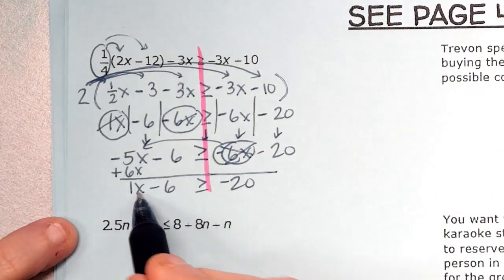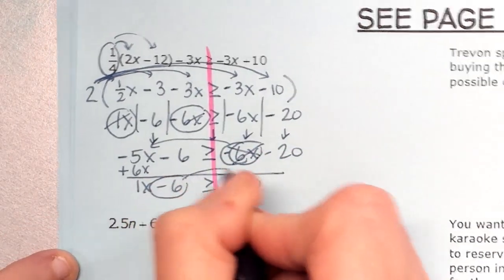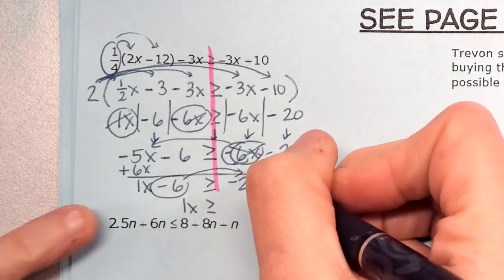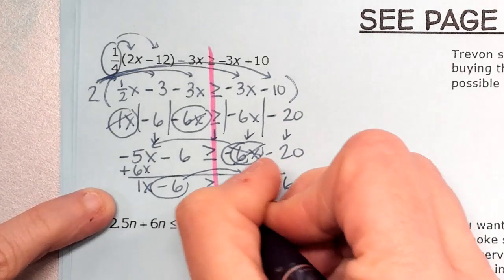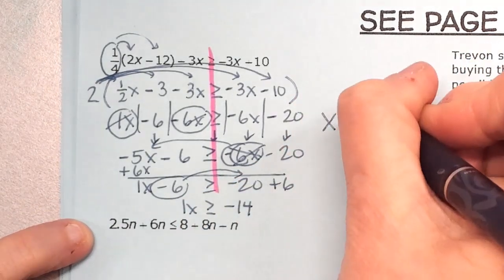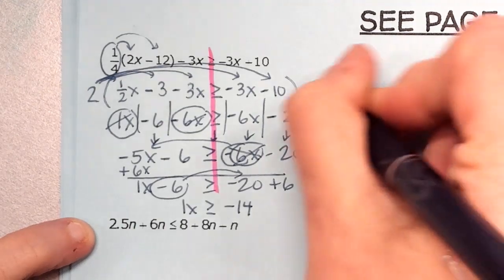Now, I want to get this x by itself, so I move this over here, and I have 1x is greater than or equal to, this becomes plus 6, negative 14. So x is greater than or equal to negative 14.